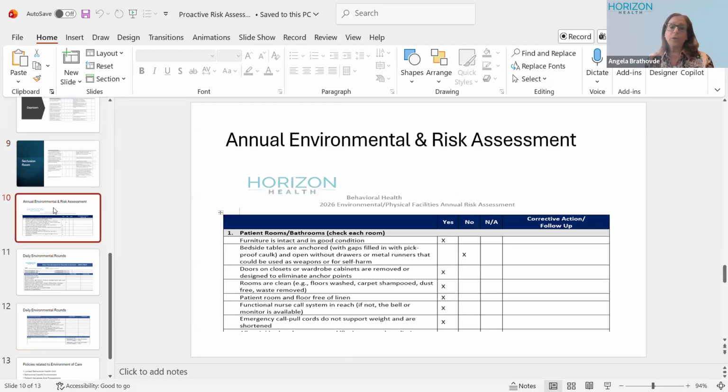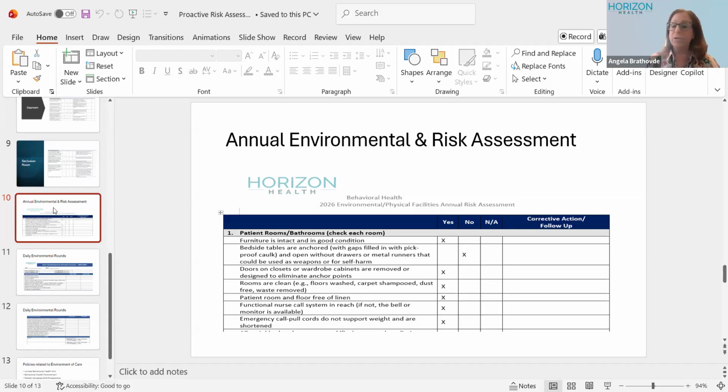Another thing we do is an annual environmental and risk assessment. And this is, I think, a working document. The proactive risk assessment is a working document. It should be a working document. But this one, we usually do with facilities. So if we set a time annually to walk the unit, facilities, infection control, maybe quality and risk, take a look at some of our ligature points, some of the issues on the unit.